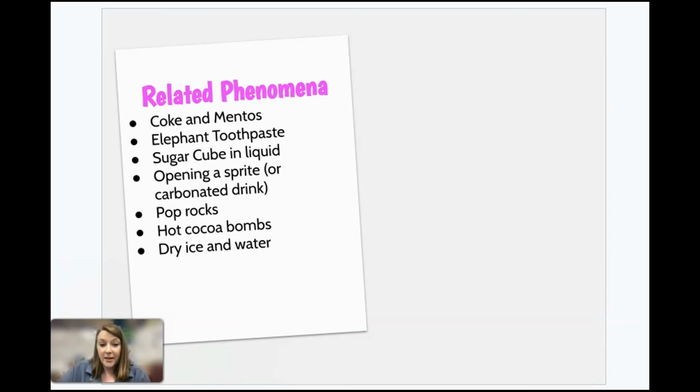So my students thought that it reminded them of Coke and Mentos, the elephant toothpaste experiment, if you've seen that. They thought the sugar cube reminded them of a sugar cube in liquid, I assume because of the dissolving, but I'm not sure. It might have been just the cube shape. Opening a Sprite or any other carbonated drink, Pop Rocks candy, hot cocoa bombs, and dry ice and water. Maybe you have some of those, maybe those are new to you.